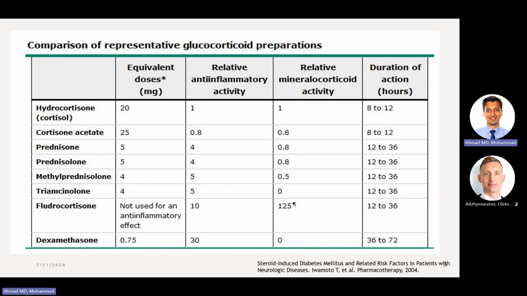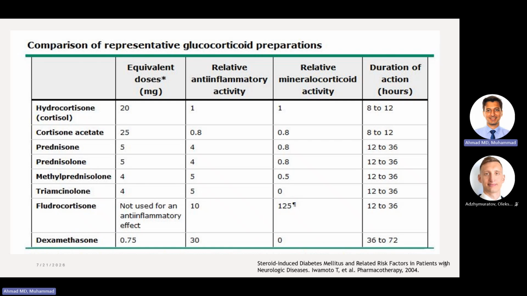Mostly in the hospital, what we're using is prednisone, and then Solu-Medrol, which is methylprednisolone. So it's good to look at how potent are they, what is their anti-inflammatory activity, and how long do they act. We all know that dexamethasone is very potent. Look at the anti-inflammatory activity, 30, and this is all equivalent, so 30 to 4 of prednisone.